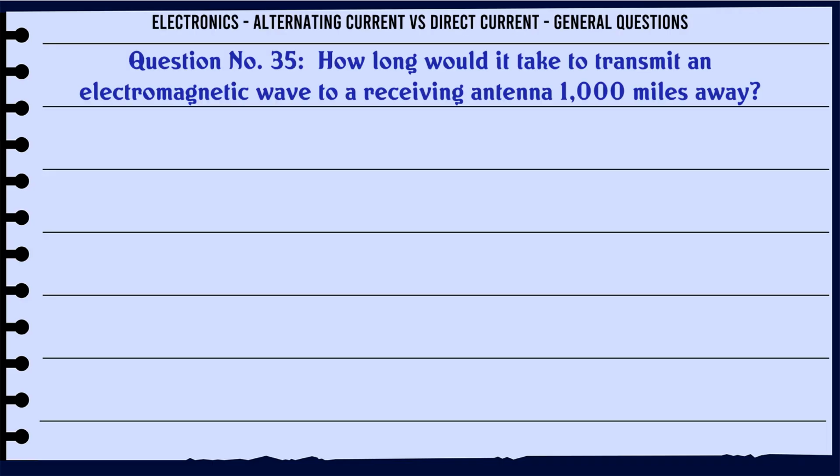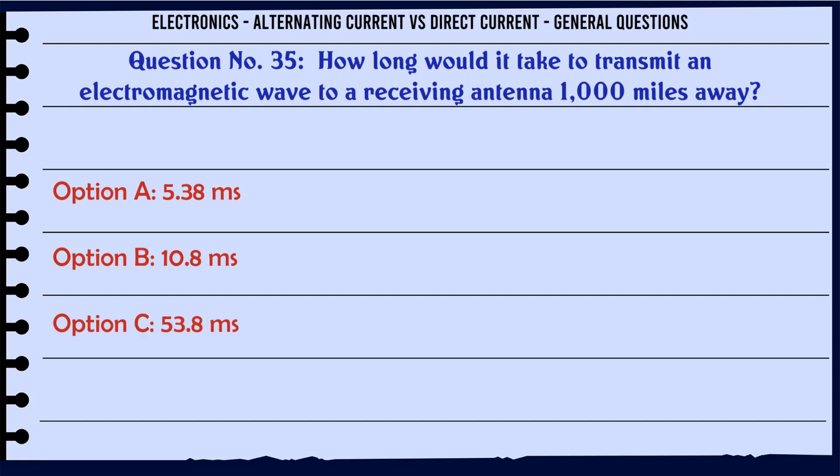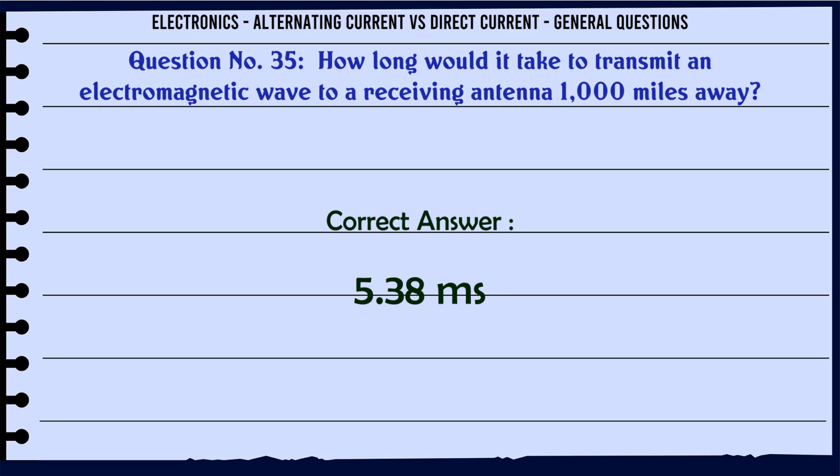How long would it take to transmit an electromagnetic wave to a receiving antenna 1,000 miles away? A. 5.38 ms. B. 10.8 ms. C. 53.8 ms. D. 108 ms. The correct answer is 5.38 ms.